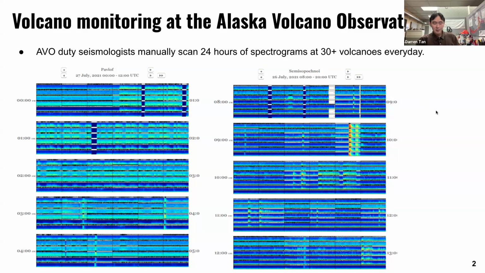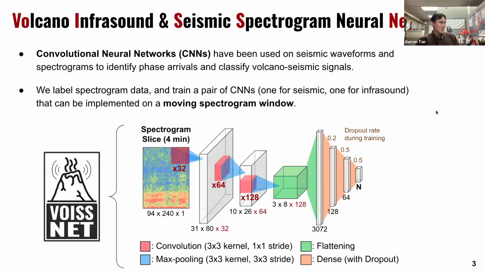So hopefully we will be able to automate this. So with that, I would like to introduce our machine learning model. We call it VoiceNet, which stands for Volcano Infrasound and Seismic Spectrogram Neural Network. And we have the logo here at the bottom left for branding.